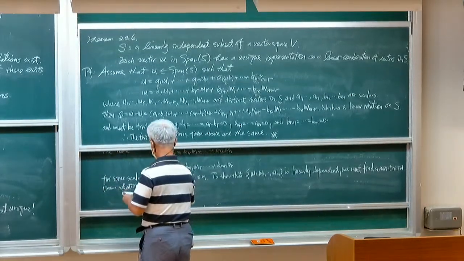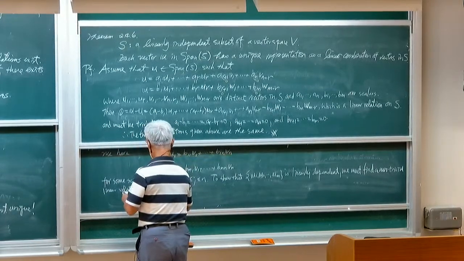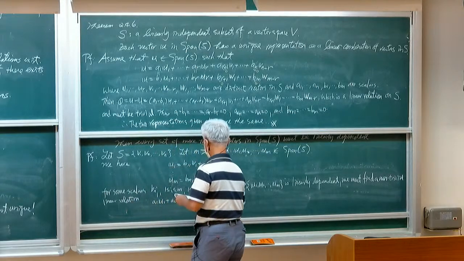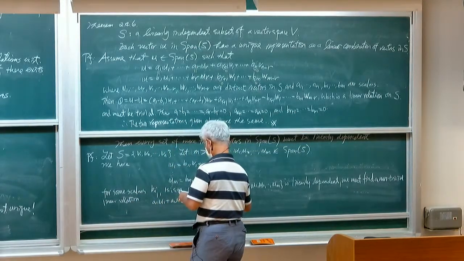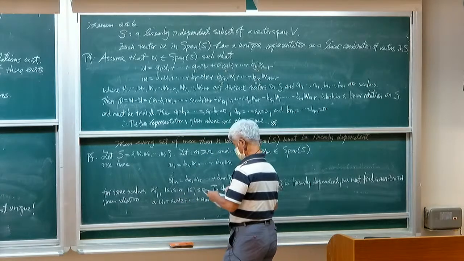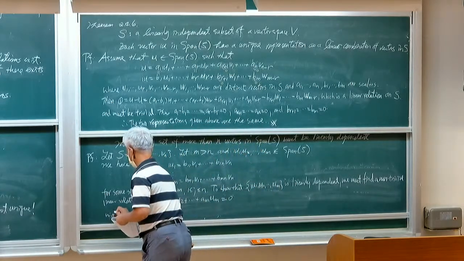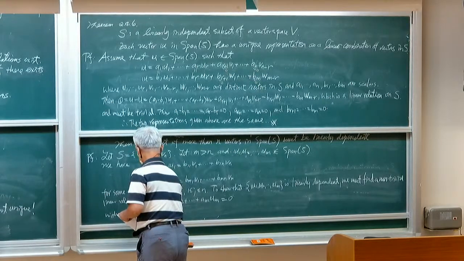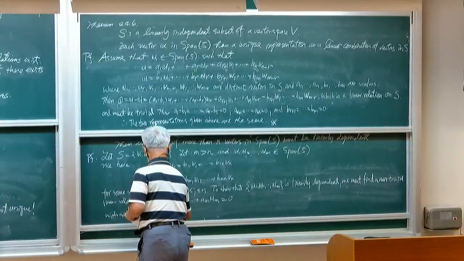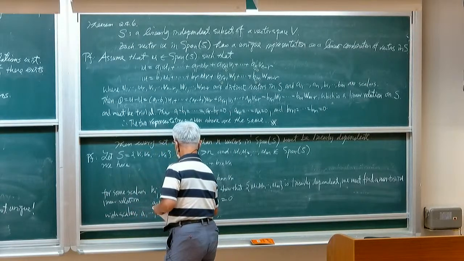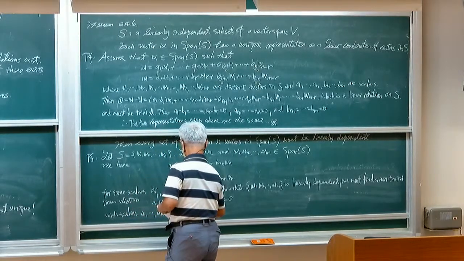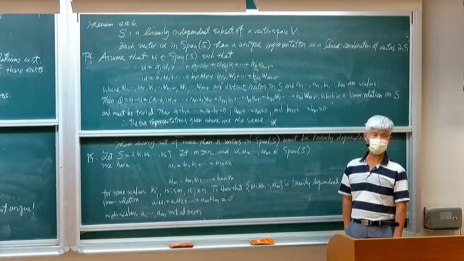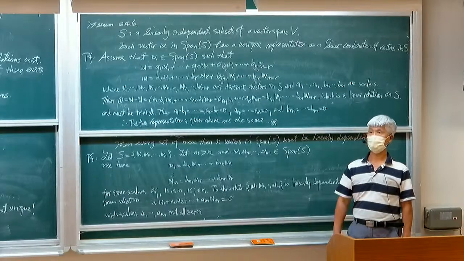Okay, so we want to find a non-trivial relation a1 u1 plus a2 u2 plus ... plus am um equal to 0 with the scalars a1 up to am not all 0. So we have to find such a non-trivial linear relation. This is our purpose, okay?